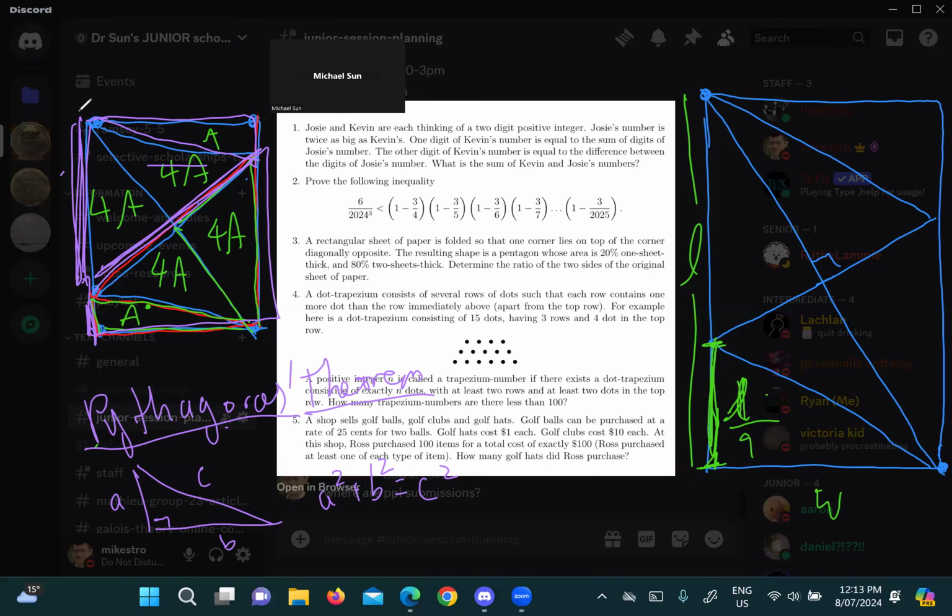So for example, this is L on 8L on 9, right? What can we do here?